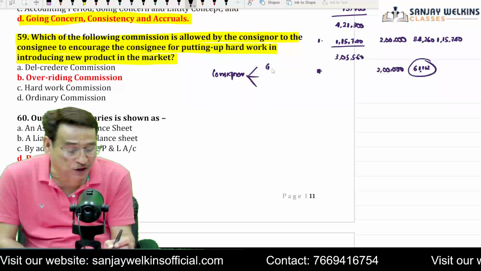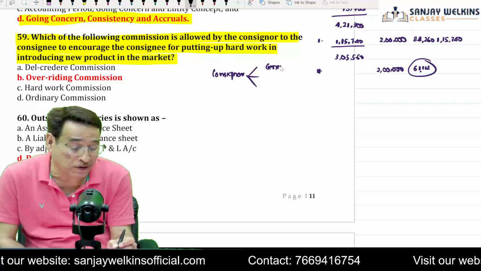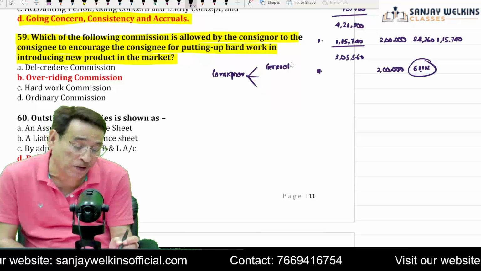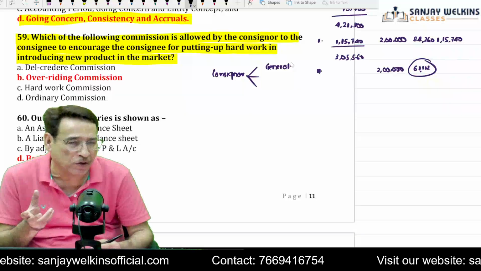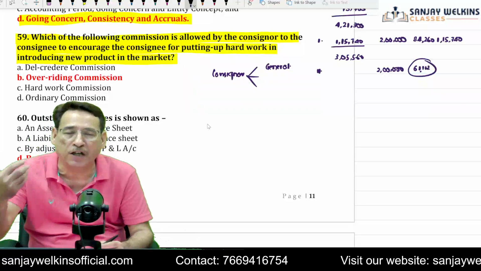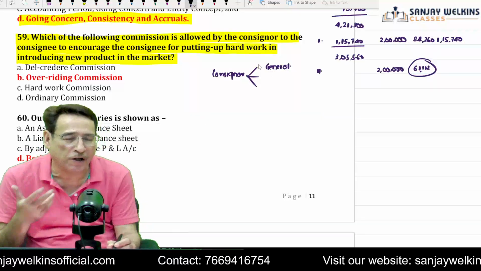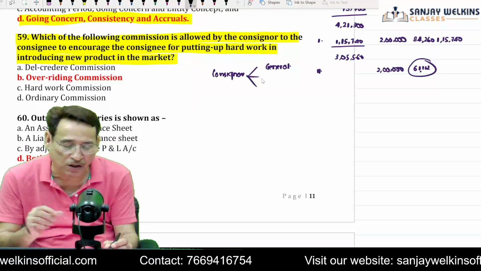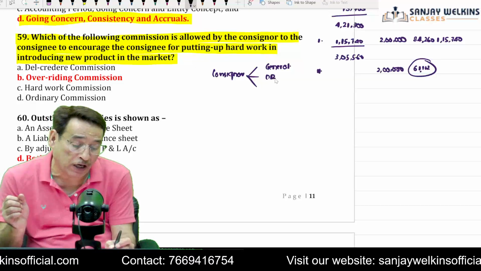One is known as general commission. For example, in the question it is given that consignee is given 10% commission. This is known as general commission. General commission means this is normally given in this type of trade. This is the normal trade practice. This is general commission.